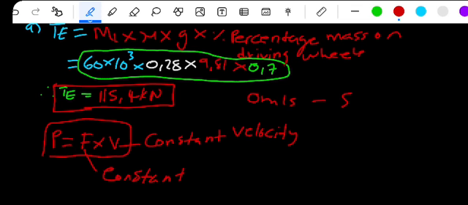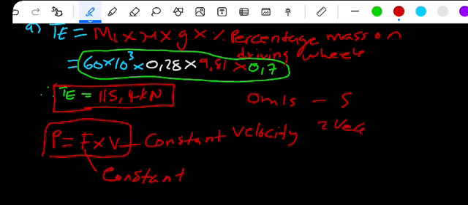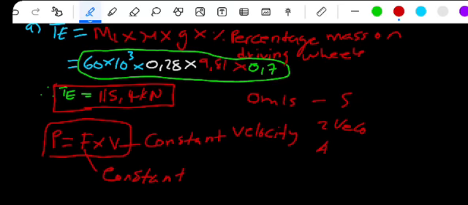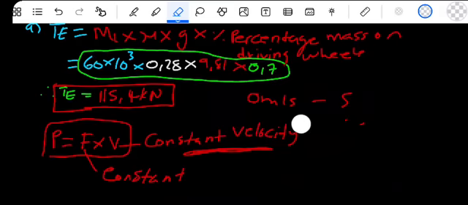This is an average. If you have two velocities, we call them average. But when it's constant, you're supposed to have one velocity, and the constant does not change. We have to have a constant velocity and a constant what? Constant force. So we can use this.